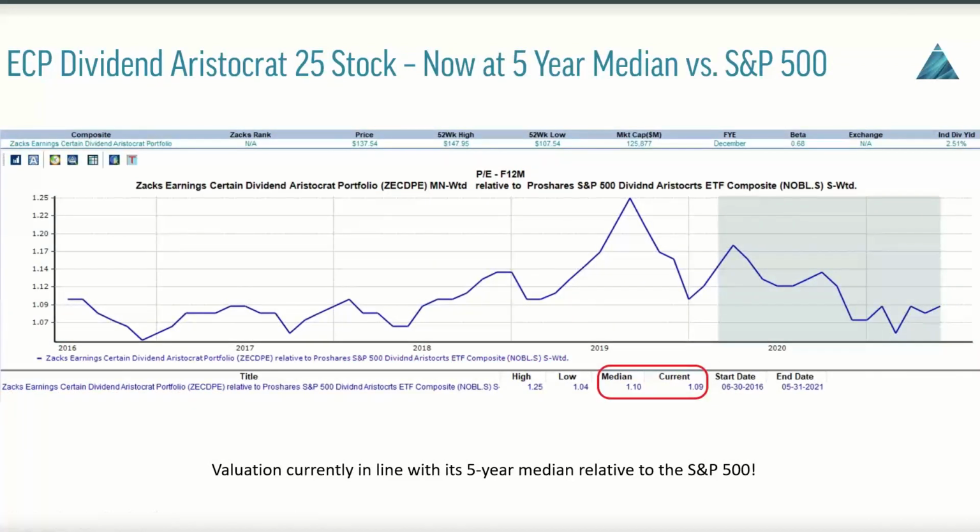So if we take a look at one of the most important metrics in terms of valuation, everyone knows I love to look at the 5-year median of the PE F12M versus the S&P 500 during this time frame.